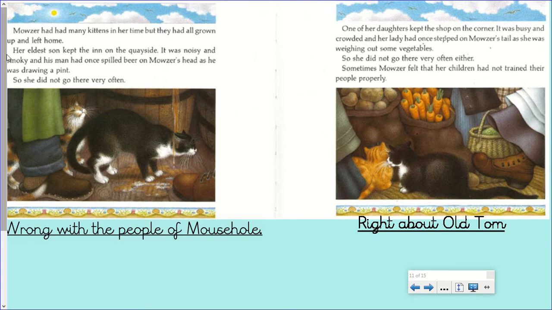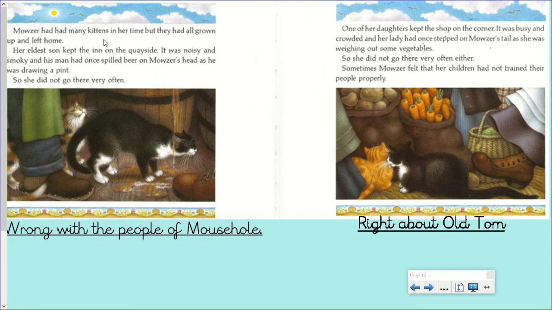Okay, I'm going to read through the passage, and you need to be thinking, what does Mouser think is wrong with the people of Mousel, and what does she think is good, what is right about old Tom? Okay, so listen carefully.